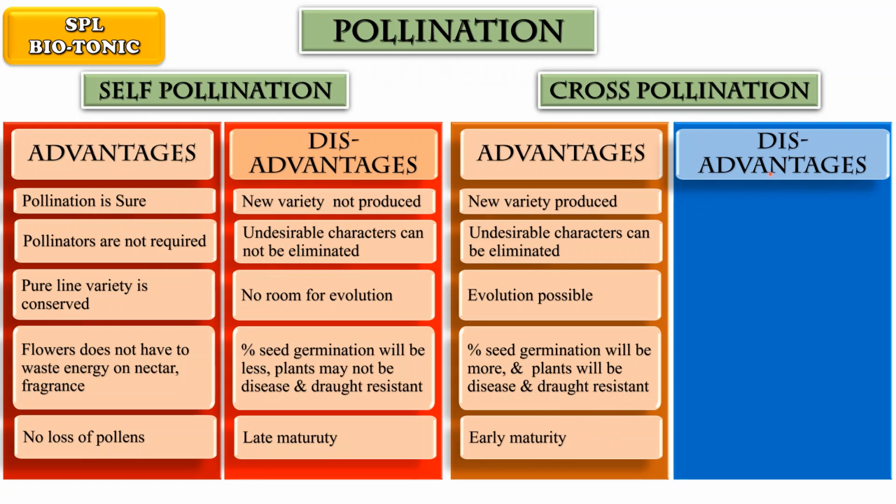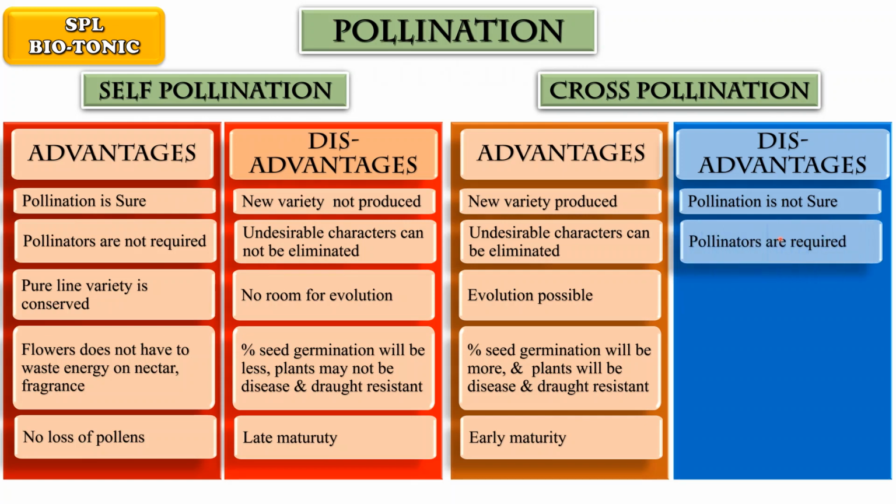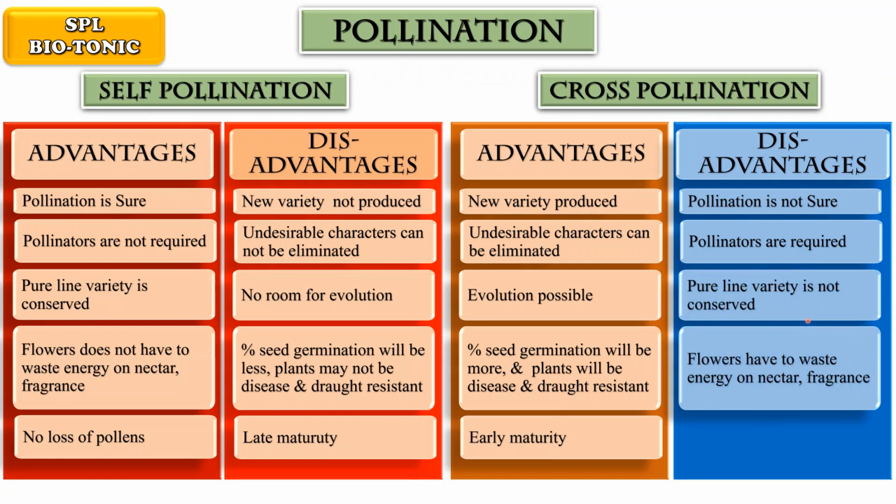Similarly, the demerits of cross-pollination are, here pollination is not sure, and pollinators are required. In this case, pure line varieties are not conserved. Flowers have to waste a lot of energy on nectar and fragrance, and there is even loss of pollens.